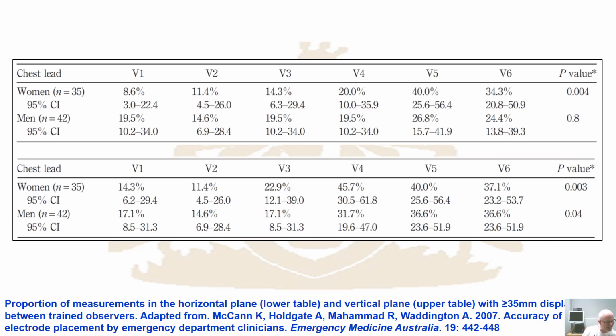And again, we can see that here. Here we can see proportions of measurements in the horizontal, which is our lower table, and vertical plane. These are ones that have got greater than a 35mm displacement between trained observers. Greater than 35mm. And look at this, you can see where the displacement is occurring. So if you look, the biggest difference is on V5. There's about a 40% difference, quite a significant range in women, and about a 36% range in men.